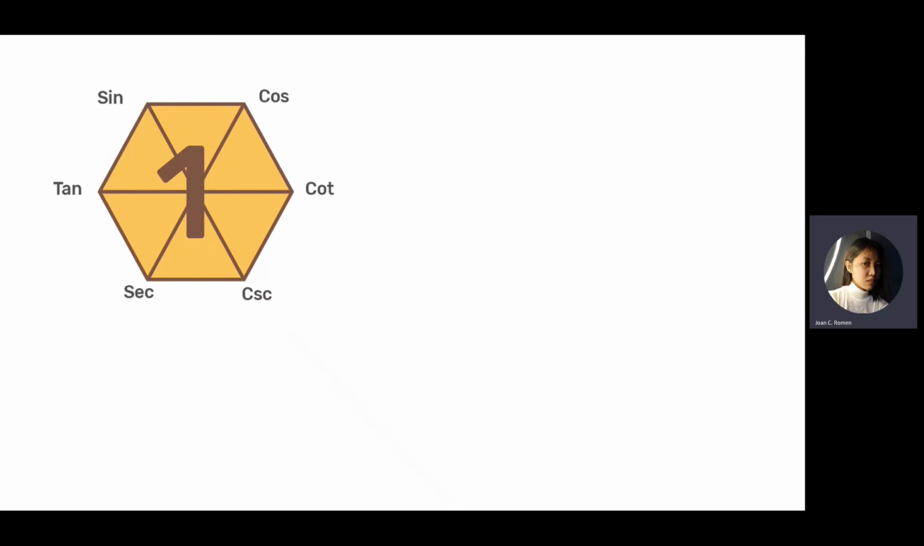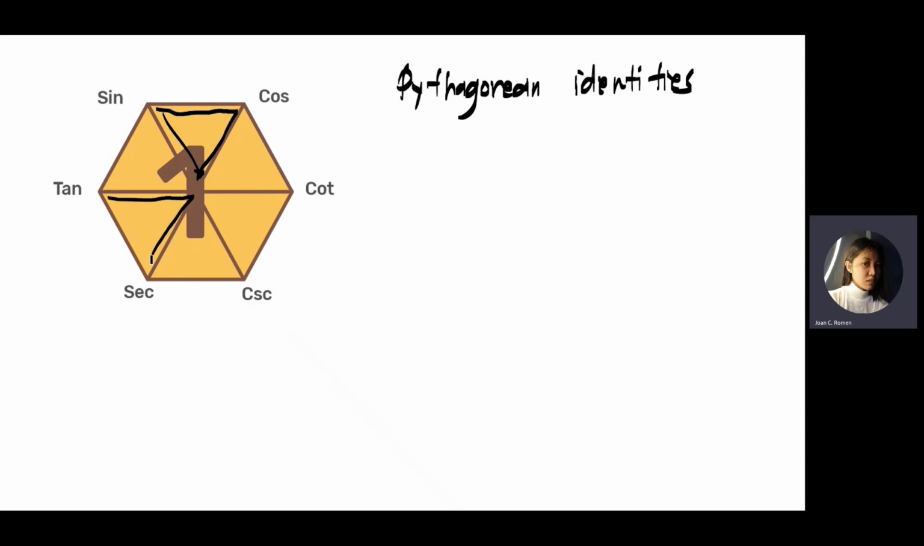And the last one, we have the Pythagorean identities. Okay, so for the Pythagorean identities, we need triangles here. So, we have 3 triangles here. The triangle of sine, cosine, and 1. The triangle of tangent, 1, and secant. And the triangle of 1, cotangent, and cosecant. So, these triangles are what you need to consider for the Pythagorean identities.